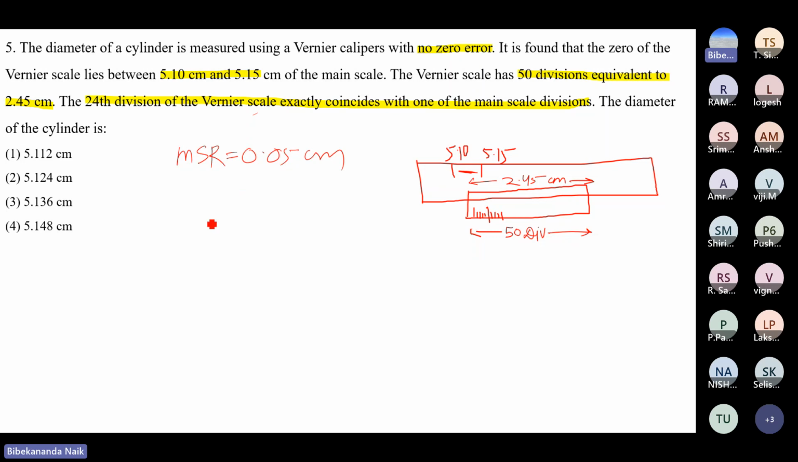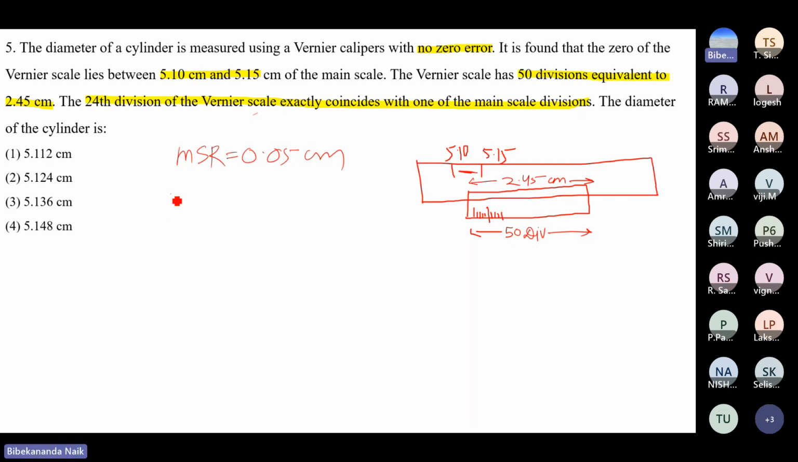Now we want to calculate the vernier scale reading, because in order to calculate the least count, we need the main scale reading and the vernier scale reading. As you can see, the vernier scale has 50 divisions, and 50 divisions of the vernier scale are equivalent to 2.45 centimeter of the main scale. In the previous case, we were saying that 10 divisions of the vernier scale are equivalent to 9 divisions of the main scale, and each division of the main scale is 0.1 centimeter. But here, 50 divisions of the vernier scale are equivalent to 2.45 centimeters.